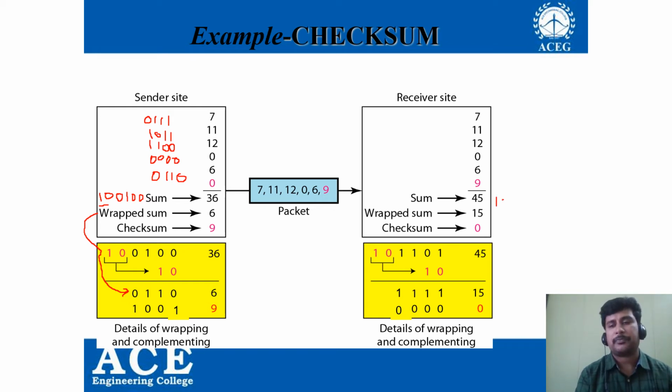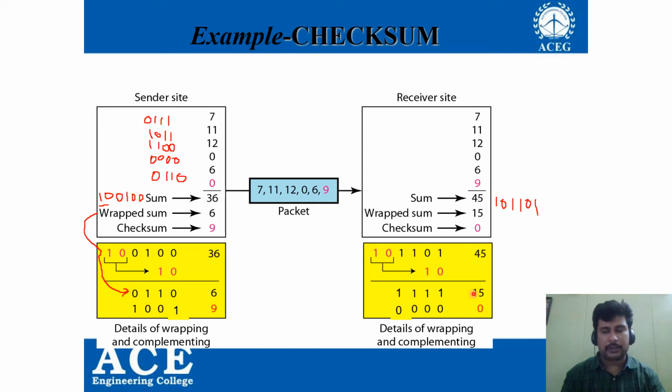32, 16, 8, 4, 2. So it is 101101, and we have to wrap the first two bits. The sum generated at the receiver is 45, which is now converted, make it wrap, and now you will find the sum converted as 1 plus 0 is 1, 0 plus 1 is 1, 1, 1. So after wrapping the generated sum, the resultant is 1111, which is nothing but 15.